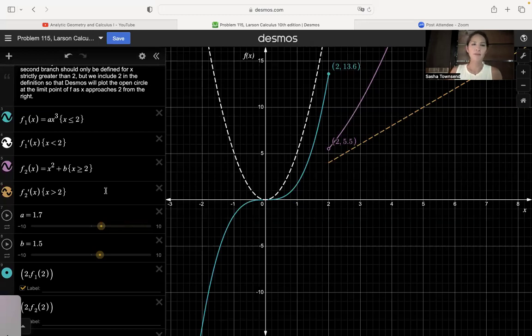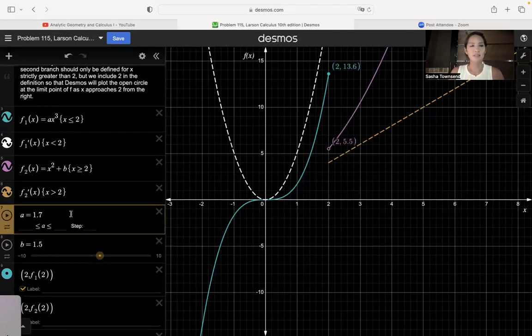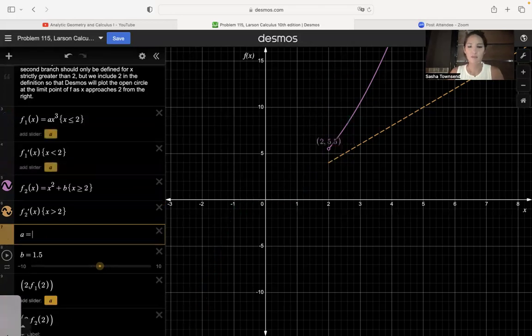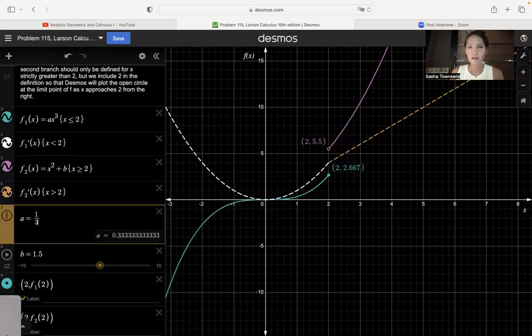So we said, okay, if we take the derivative of f1, the derivative of the function as x approaches 2 from the left, and we set it equal to the derivative as x approaches 2 from the right, we found that a would have to be 1/3. If a is 1/3, then the slopes are going to be just right, so that the slope from the left and the slope from the right are the same. So I'm just going to type in 1/3 there. So if a equals 1/3, this is actually what our cubic graph looks like.